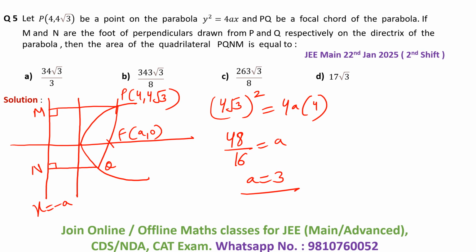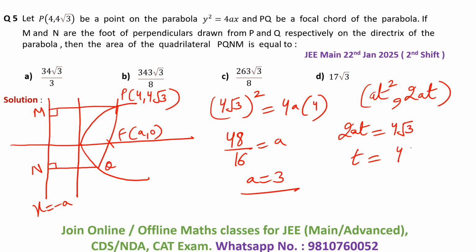We also know that (at², 2at) represents the parametric coordinates of any point lying on the parabola, right? So that means if I use 2at = 4√3 to find the parametric value t for the point P, then the value of t will come as 4√3 divided by 2a. 2a means 2 into 3. So this finally becomes 2 upon √3, right?